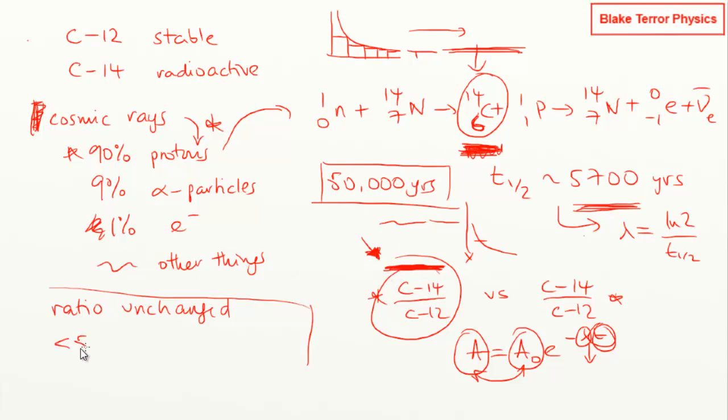So really we're looking at dating stuff which is less than 50,000 years old, which is still really powerful. I mean, that's going a long way back, but you're not dating dinosaurs using carbon dating. You're dating stuff which is much more recent than that. You're going to need other methods for dating things that are a lot older.